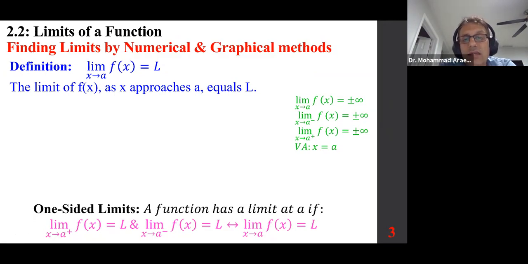As you can see at the bottom of the page, we have what's called the one-sided limits. A function has a limit at a if the one-sided limits are identical. That means the limit from the left and right are the same. So this is the synopsis of the section.